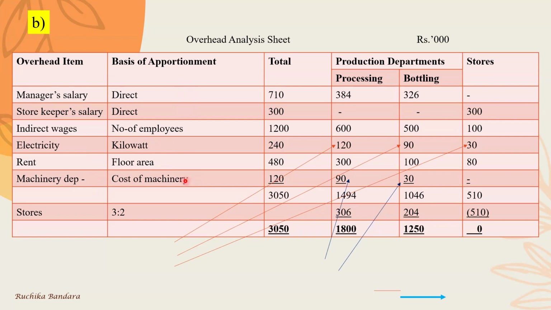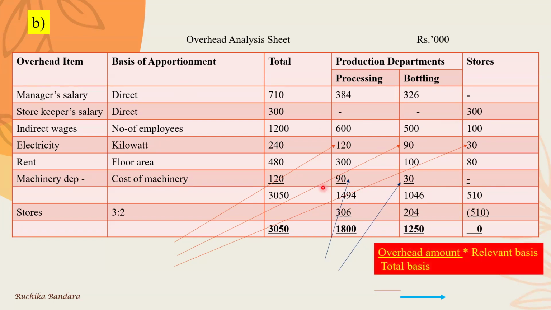After writing these things, we have to decide how we get these answers. For that, you can use the same calculation which I explained to you previously. Overhead amount, now, if you take this 1,200, that is the overhead amount, divided by the total basis. Total basis means, when you're looking at the number of employees, processing 60, bottling 50, and for the stores, there are 10 people. That is the total. 60 plus 50 plus 10. So altogether it's 120. Multiplied by the relevant basis.